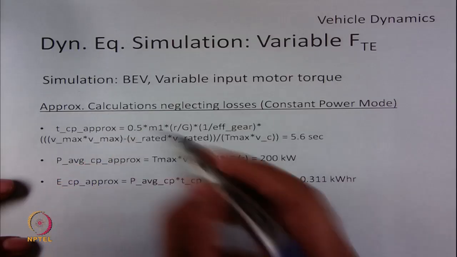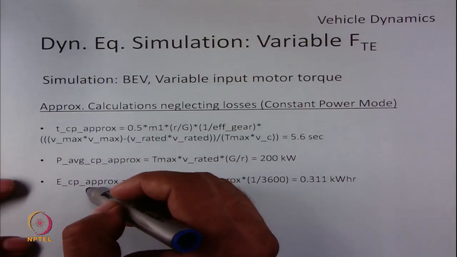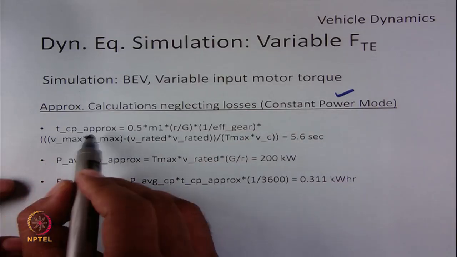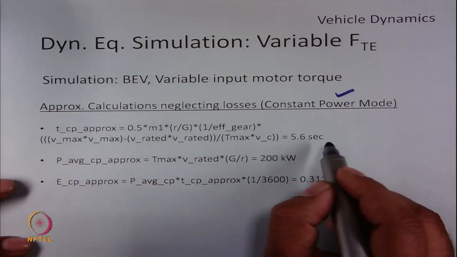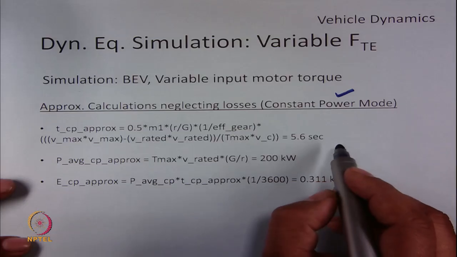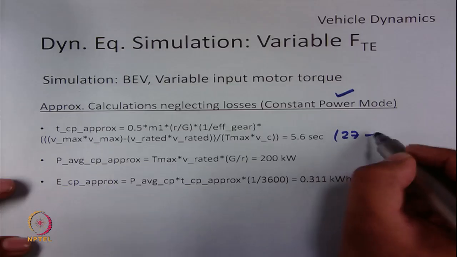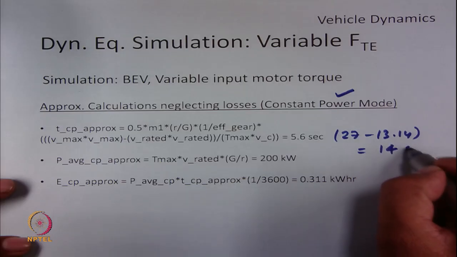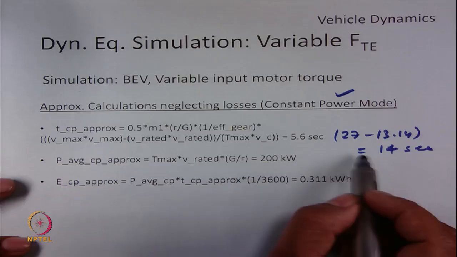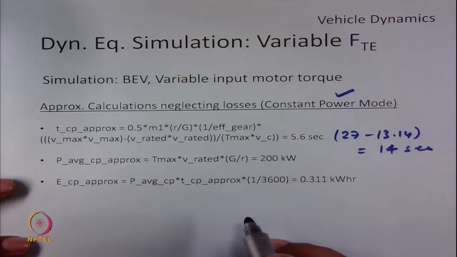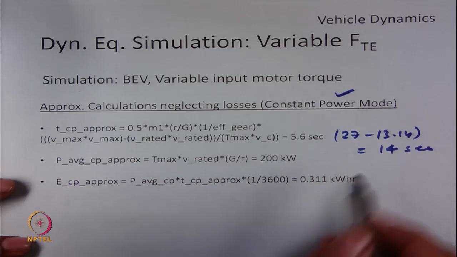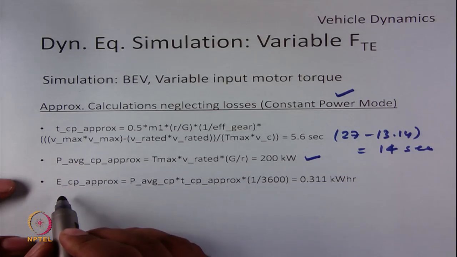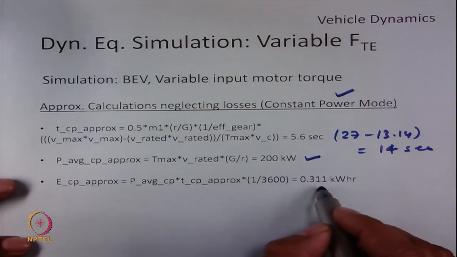The approximate values of time, average power and energy required in the constant power region come out to be TCP of 5.6 seconds, but in the exact graph we have seen it is 27 minus 13.14, which comes out to be around 14 seconds. So, this approximation is not good and has quite a reasonable error. The average power required in constant power mode is 200 kilowatts and the energy required will be 0.311 kilowatt hours.